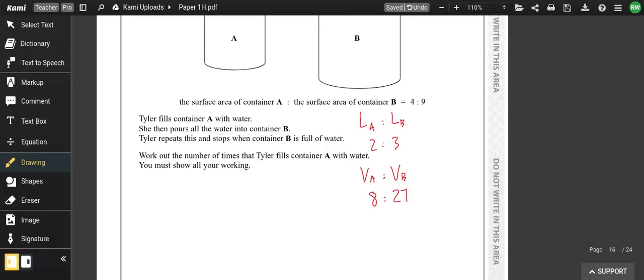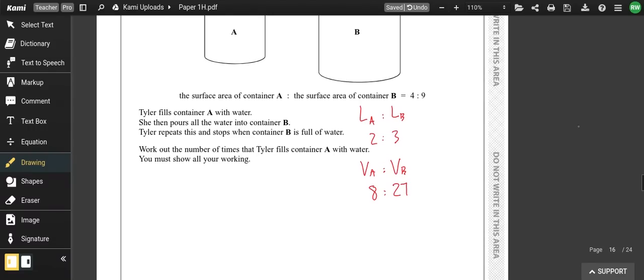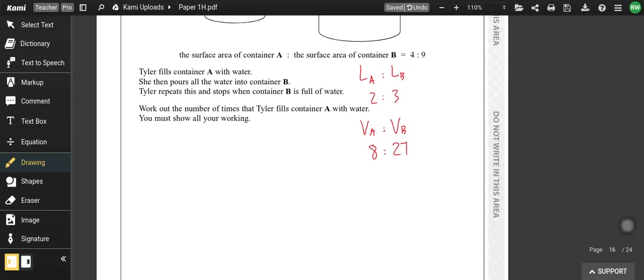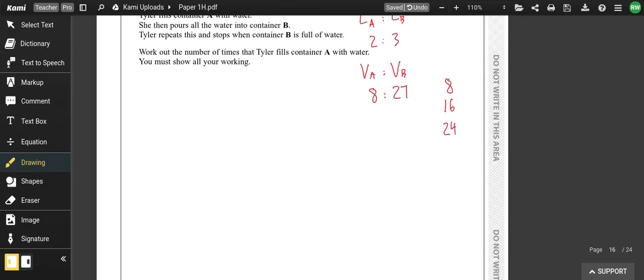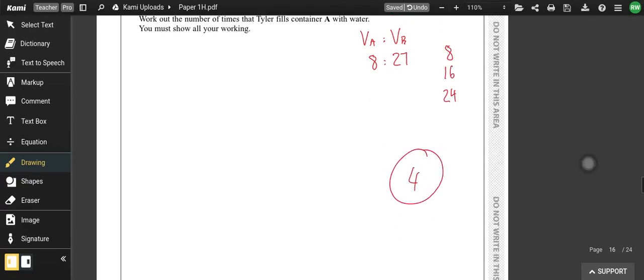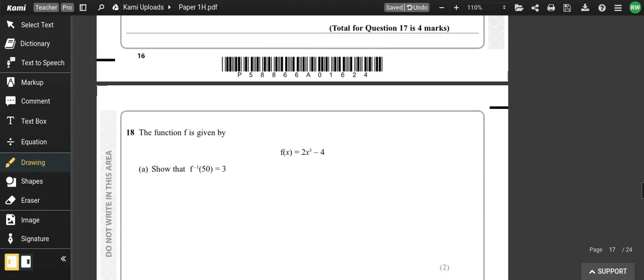So I have to fill container A and pour it all into B and keep repeating. So if I do it one time, that's going to be 8 of the 27 to fill up B. So we're going to do that 1 time, 2 times, 3 times, and then I need to fill it a 4th time to get the extra 3. So I'll have some left over, but it says the number of times that Tyler fills container A. So that's going to be 4 times. If you do it 3 times, it won't be enough.